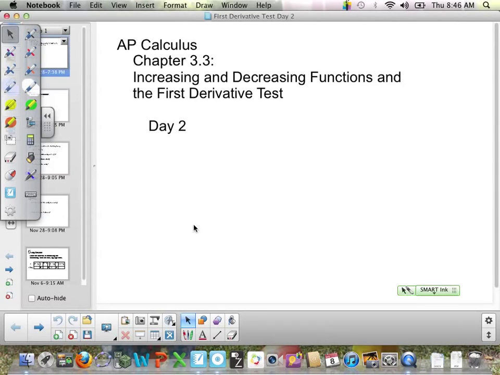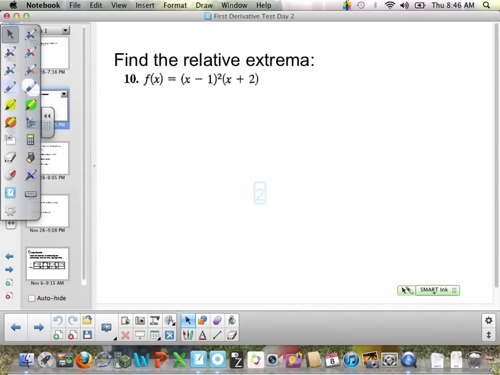Quick review. The first derivative test tells us if a function is increasing or decreasing by the sign of the derivative. If the derivative is positive, our function is increasing. If the derivative is negative, our function is decreasing. Find the relative extrema. Now those are the max or min. We find those by looking at the sign changes of the derivative. So let's do that. Let's find the relative extrema.